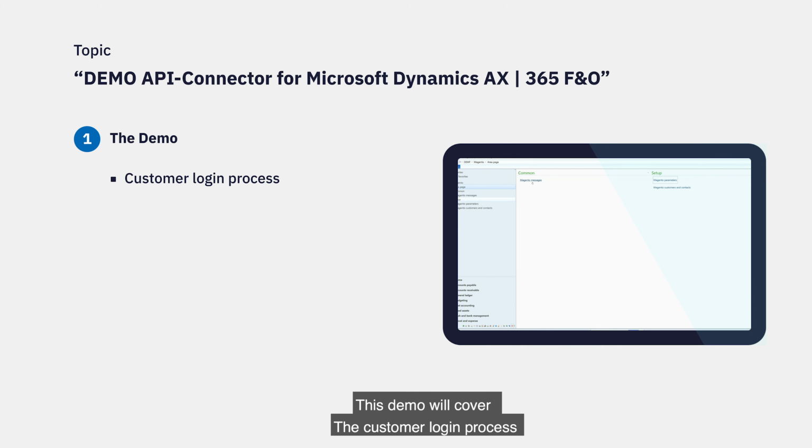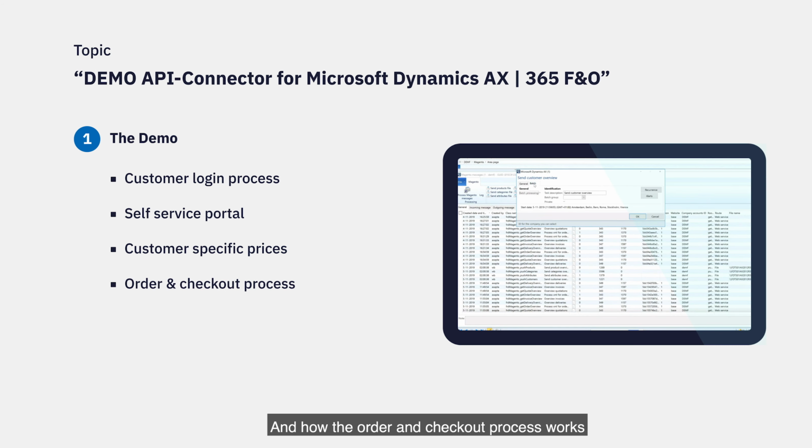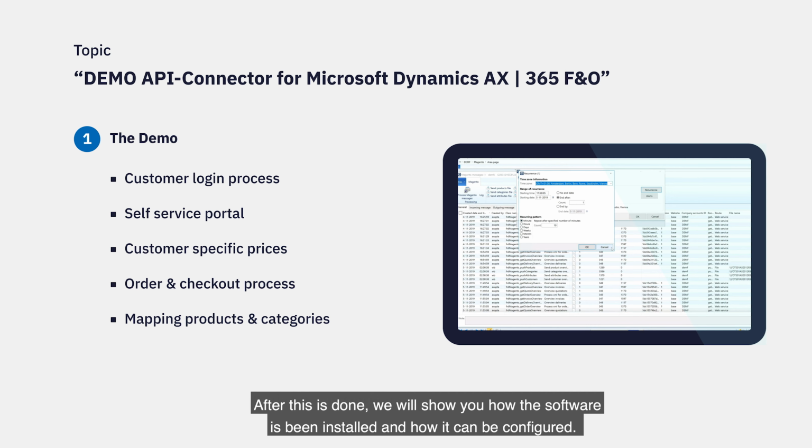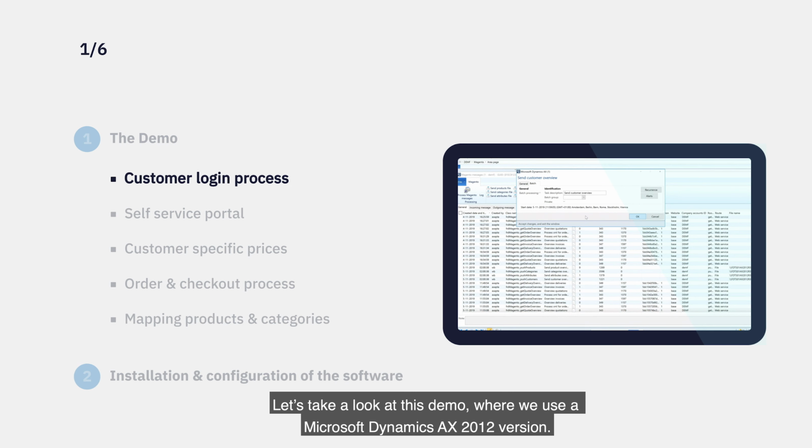This demo will cover the customer login process and the self-service portal. We will show how the customer-specific prices and stocks are handled, and how the order and checkout process works. We will also show you how the catalog has been created. After this, we will show you how the software has been installed and how it can be configured. Let's take a look at this demo, where we use a Microsoft Dynamics AX 2012 version.